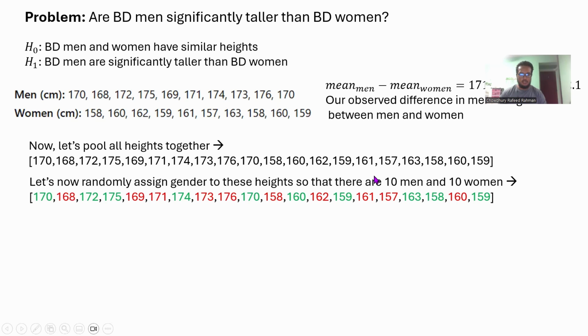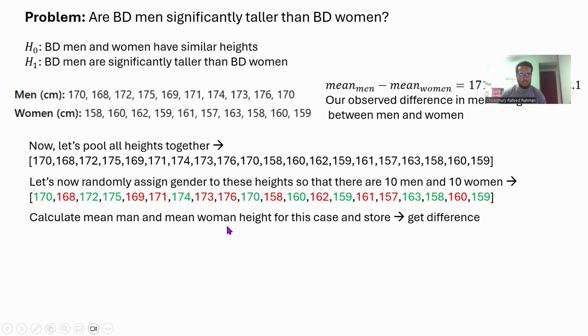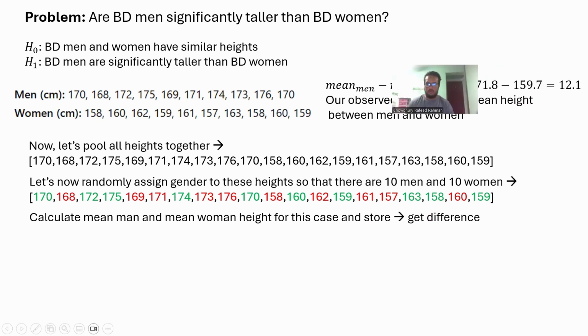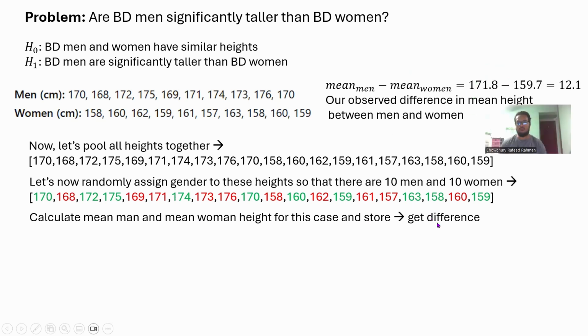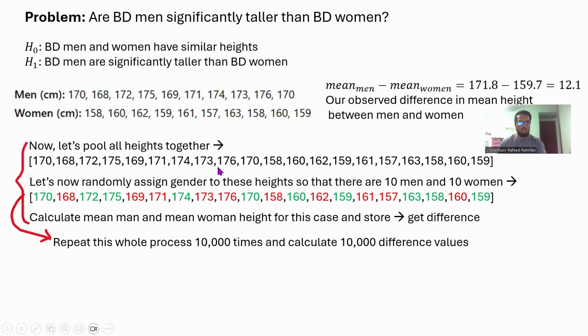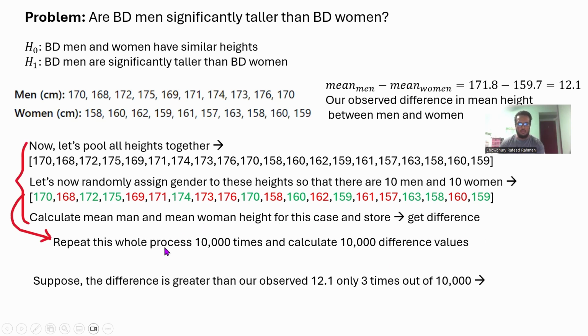After doing that, we can get the mean men and mean women height for this particular case, and we can store the difference. The original difference was 12.1. Maybe this difference is, I don't know, maybe 3.2 or something like that. So we can repeat this entire process of pooling and randomly assigning labels maybe 10,000 times and calculate 10,000 difference values. Now we are going to see how many of these differences are greater than our observed 12.1.